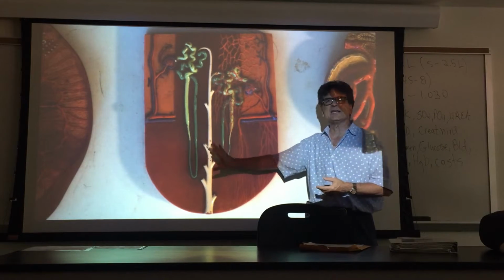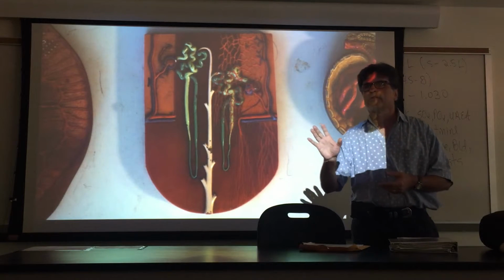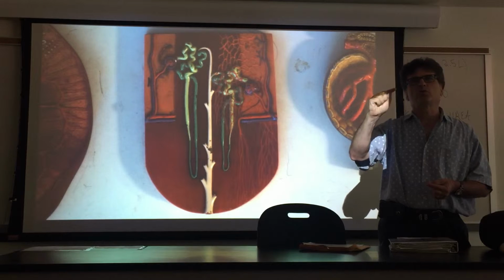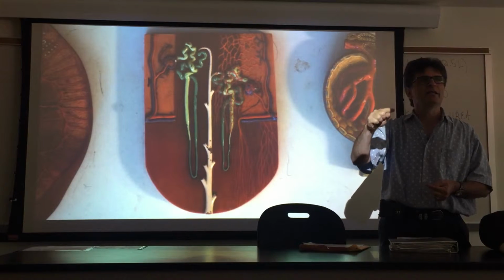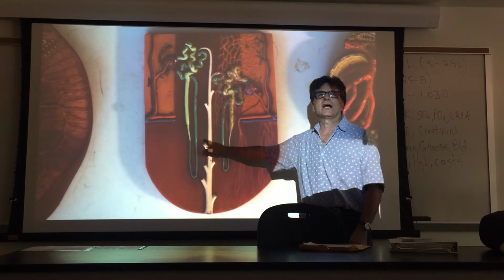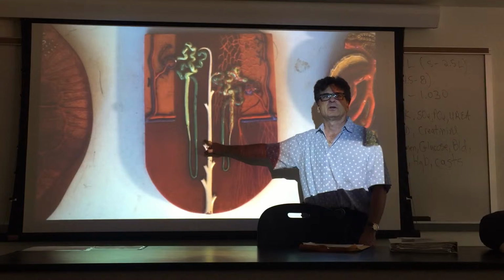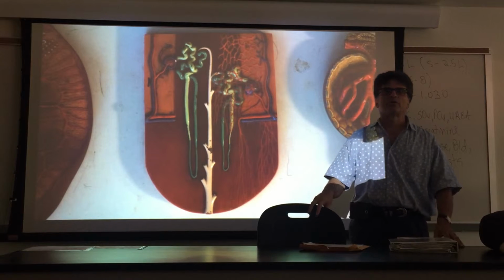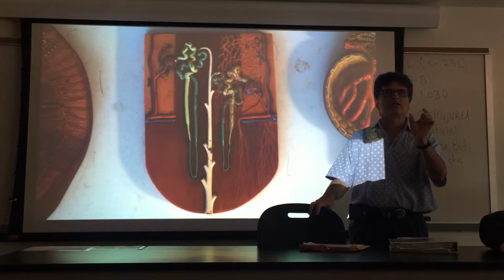But the intercalated cells look at pH. And if the pH of your plasma is getting too low, there's too much acid, they'll start secreting hydrogen ions into here and reabsorb bicarbonates into the bloodstream to help buffer your blood, to keep the pH close to 7.4.